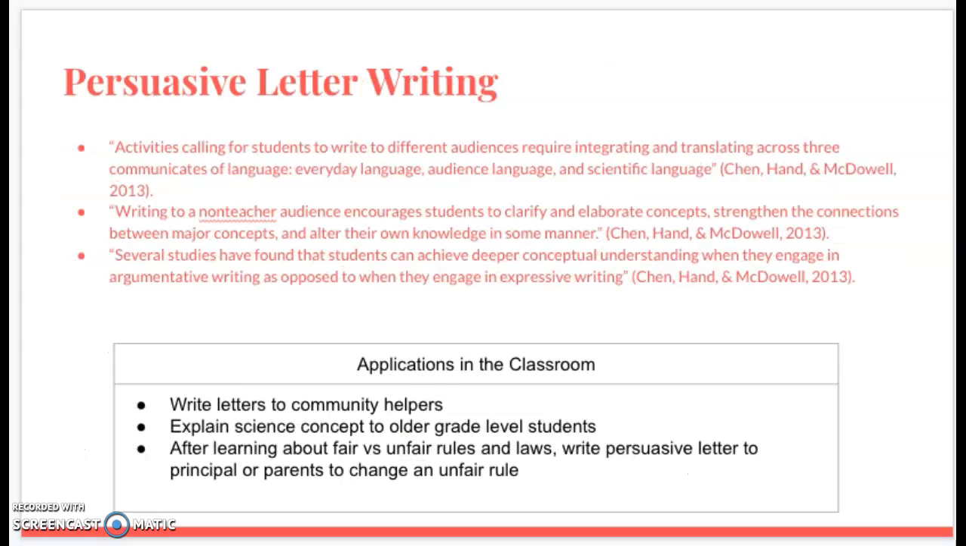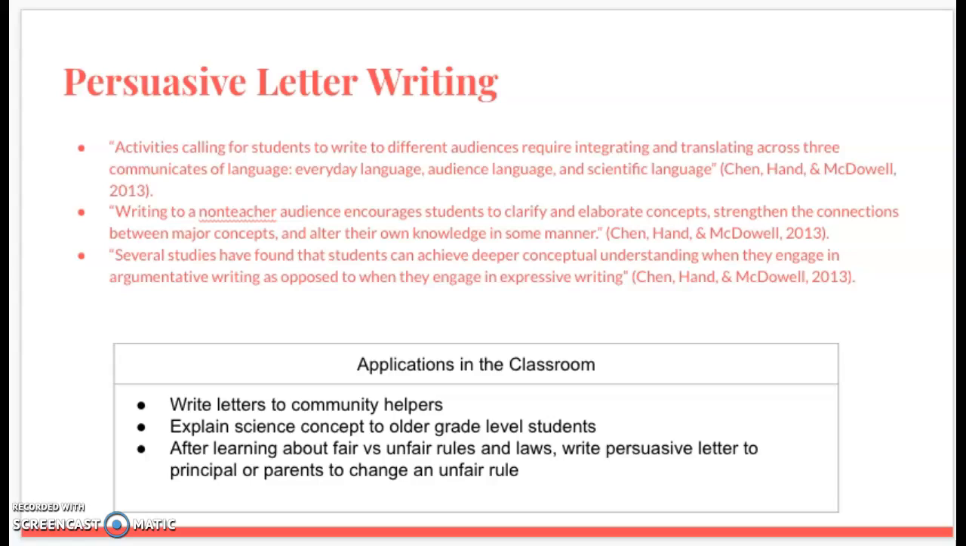Another strategy is persuasive letter writing. Activities calling for students to write to different audiences require integrating and translating across 3 communities of language: everyday language, audience language, and scientific language. Also, when students write to someone who isn't a teacher, this encourages them to become the expert and to become a teacher of what they have learned. This strengthens the connections between major concepts and gives them the opportunity to teach and to explain everything they've learned.